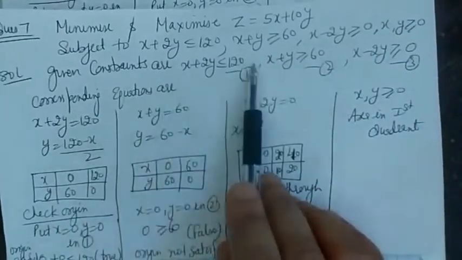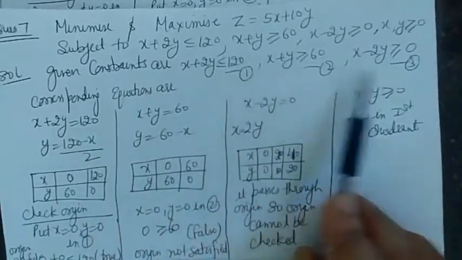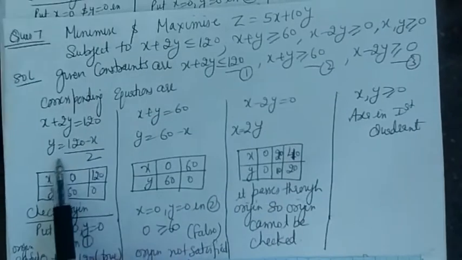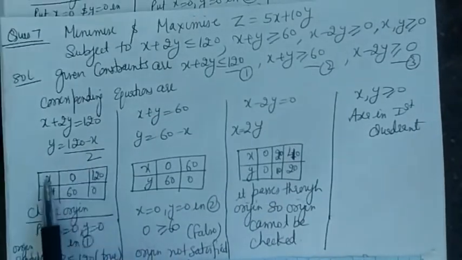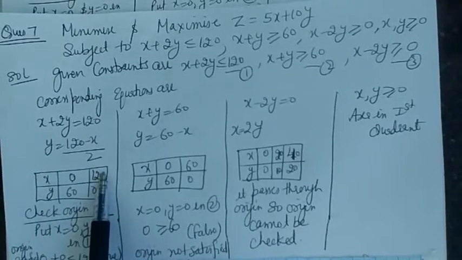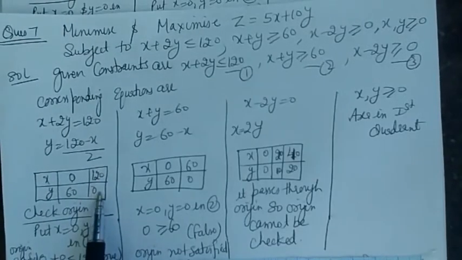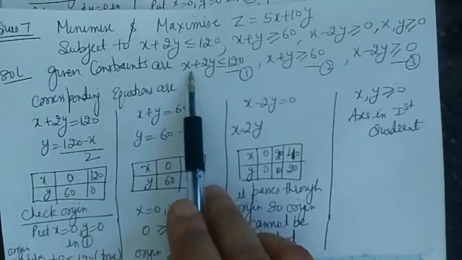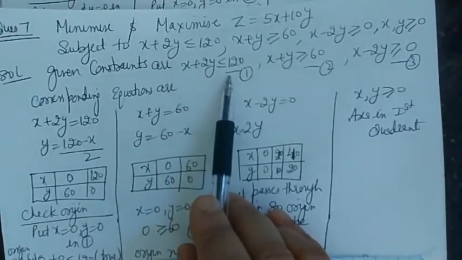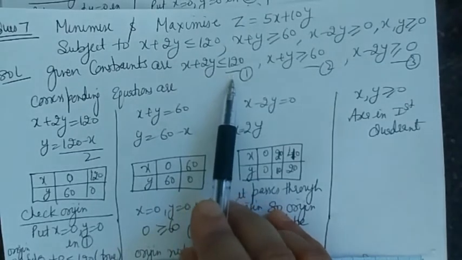So the given constraints are, name the equations 1, 2, 3. Corresponding equations are x plus 2y equal to 120, y is (120 minus x) by 2. And from this table you will get for x 0, y 60, for x 120, y is 0. Okay. And checking the origin says 0 plus 0 less than or equal to 120. Okay. So 0 is less than or equal to 120. That means it is true. So origin is satisfied. That means shading will be towards the origin.